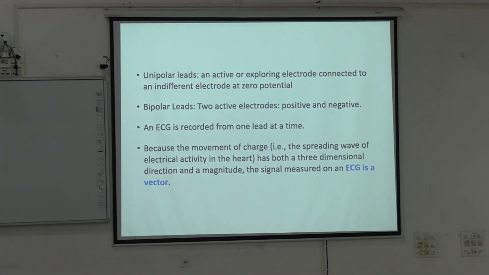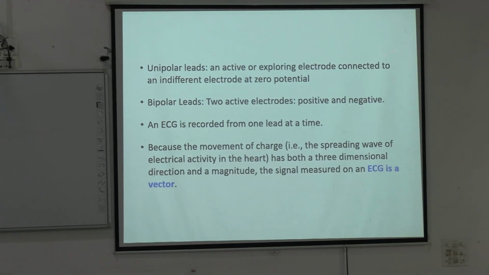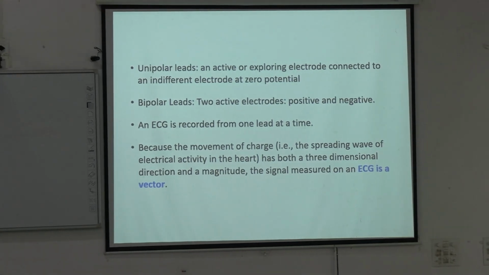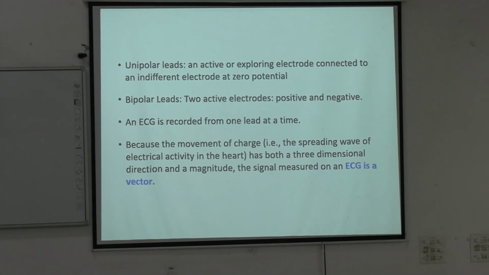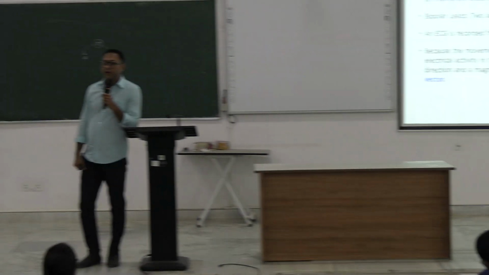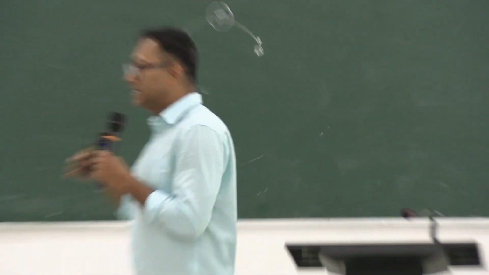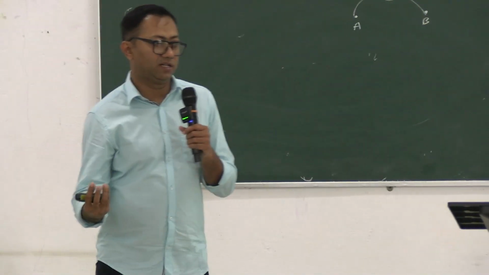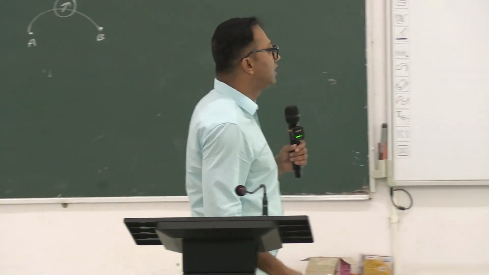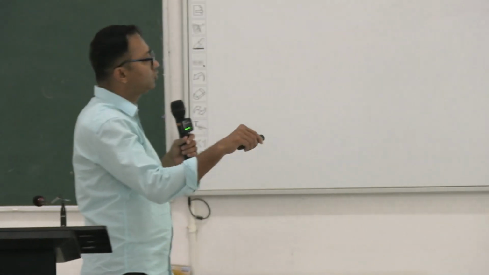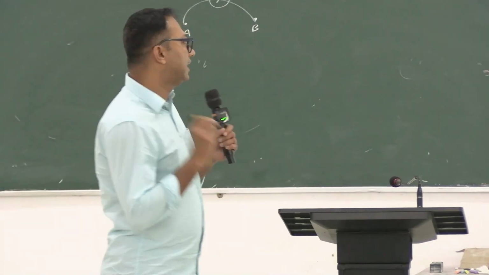Okay, unipolar lead: an active or exploring electrode connected to an indifferent electrode at 0 potential. So here is the explanation why we are calling it a unipolar lead: because its other end is at 0 potential. One end is at a point and the other end is at 0 potential. Bipolar lead: 2 active electrodes, positive and negative, and an ECG is recorded from one lead at a time. Remember, an ECG is recorded from one lead at a time.